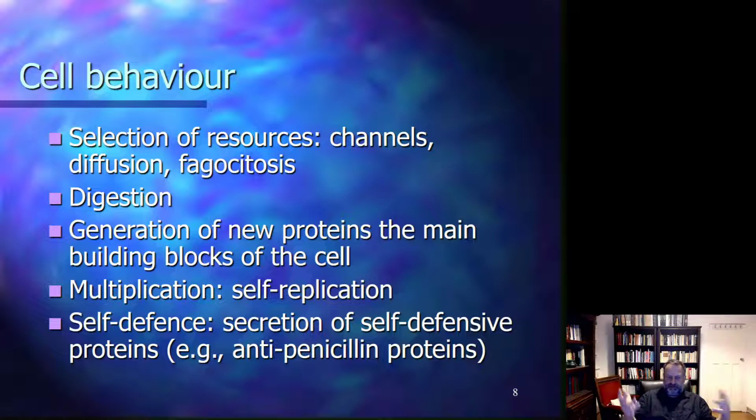They generate all kinds of proteins which become the building blocks of the cell, of the various membranes, organelles, cell membrane, and so on. A major behavior of the cells is the self-replication or the multiplication, when the cell grows and then divides, generating 2 cells of the same kind. And finally, the self-defense, which is mainly implemented in terms of secretion of self-defensive molecules, proteins, but also through the movement behavior of the cell.